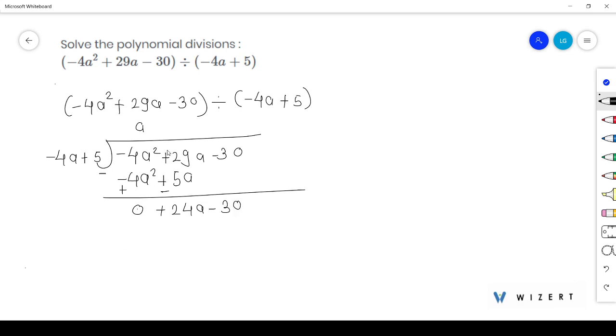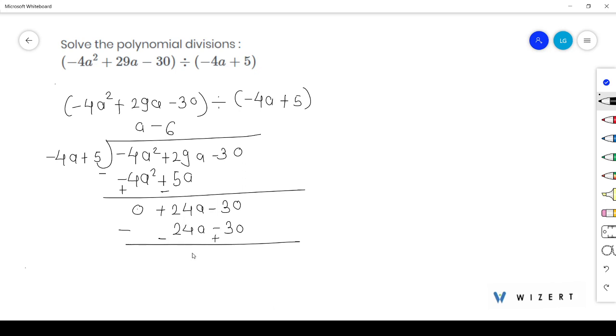Now multiply this minus 4a by minus 6 to get 24a. So here take a minus 6. Now multiply this minus 4a plus 5 by minus 6. So we will get minus 6 into minus 4a is 24a. Okay. Then minus 6 into plus 5 is minus 30. Do that subtraction. Signs will change.